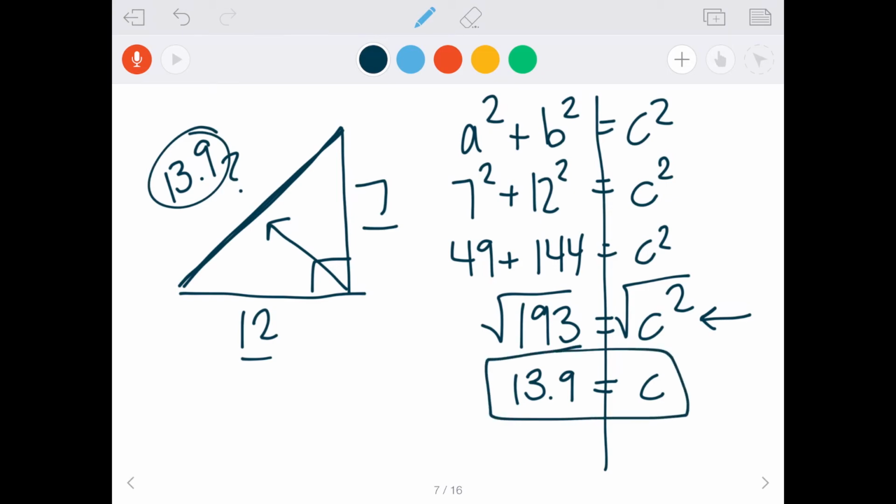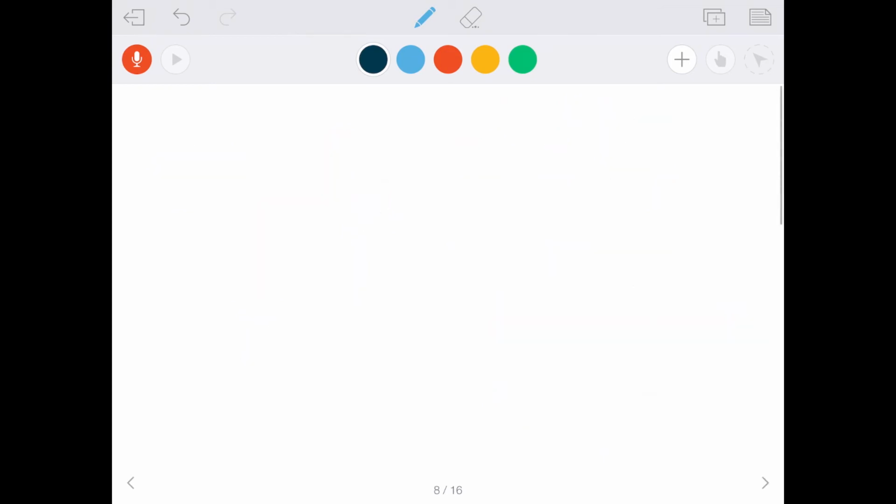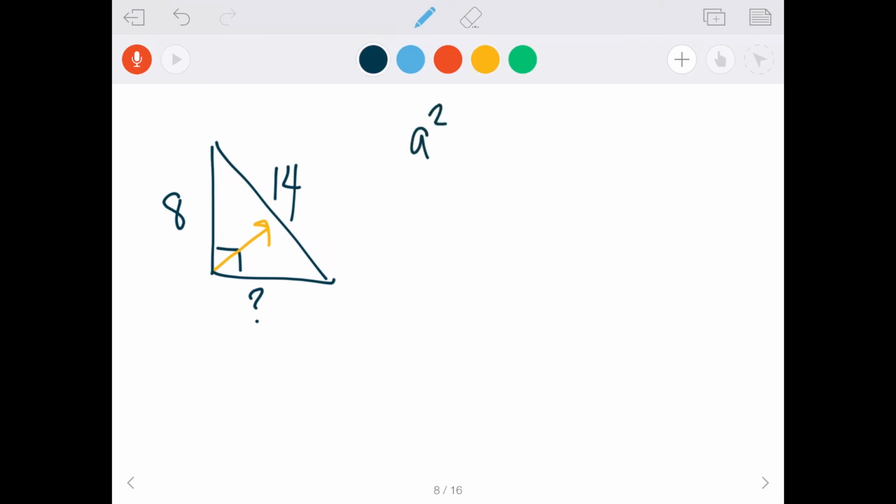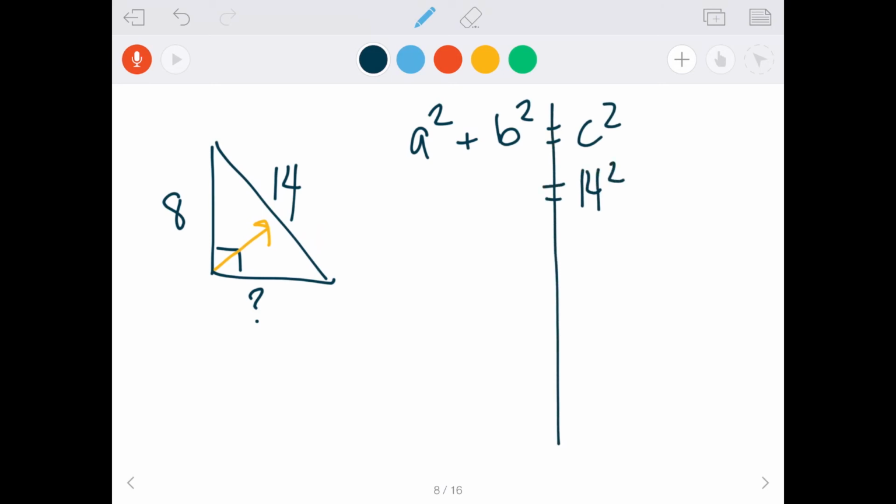We can also do this to find a leg. Let's say I have this triangle and this side is 8 and this side is 10. Whoops. Actually, I was going to say I didn't know that side. Let's say this side is 14 and this side we don't know. So this time I can see I have the hypotenuse. It's 14. So 14 has to go where C is. That means 8 can either go for A or B. It doesn't matter. The other leg has to keep its letter. Then you do the math.